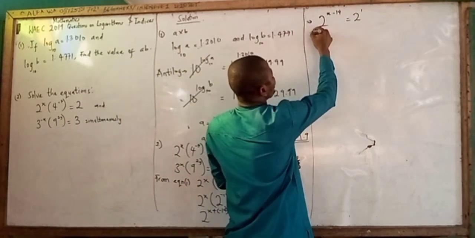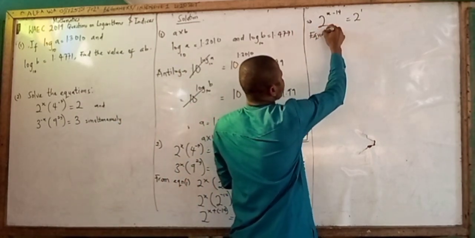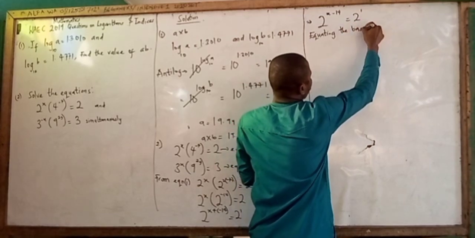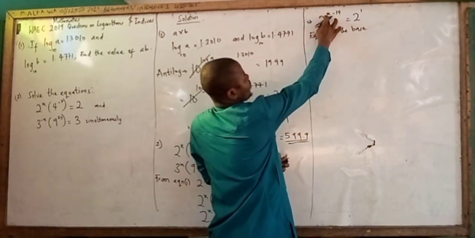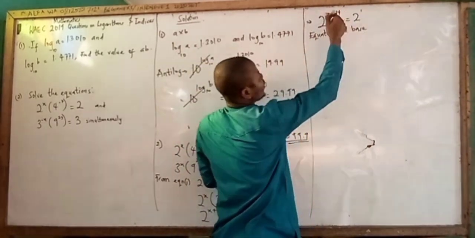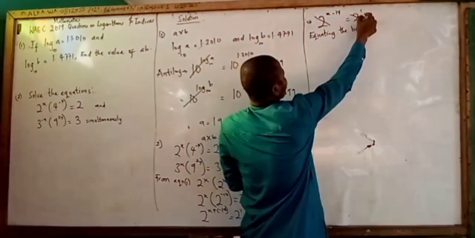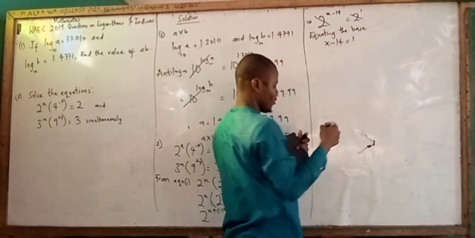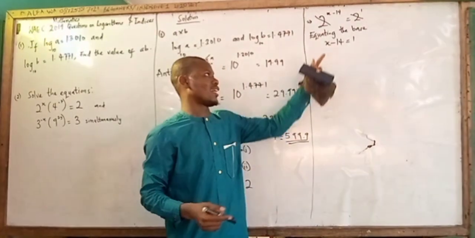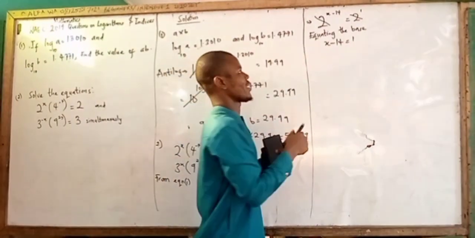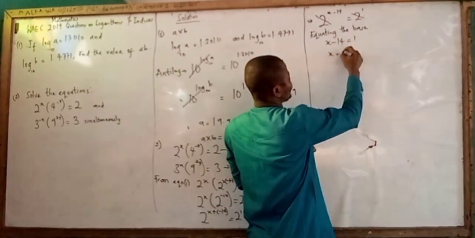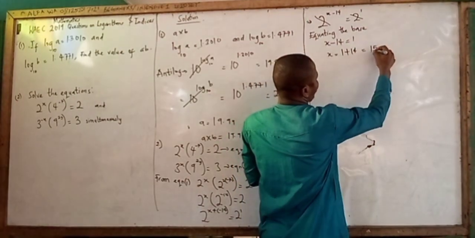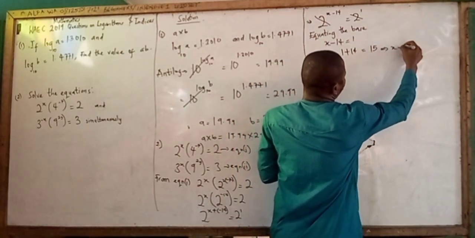So when we equate the base, equating with this, 2 raised to the power x minus 14 and this 2 to the power 1. So they cancel out, 2 cancels 2. So we have x minus 14 is equal to 1. So from here we can get the value of x. Collecting the like terms, we have x is equal to 1 plus 14, so that's equal to what? 15. So our x is 15.